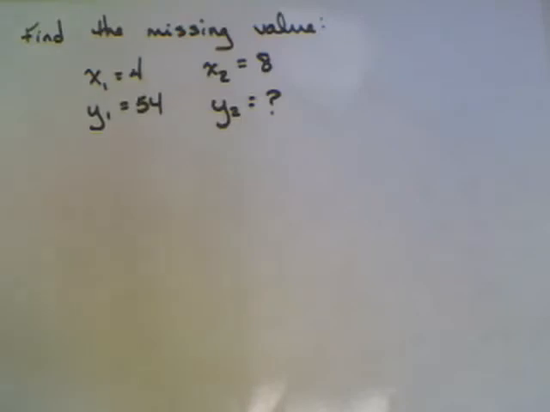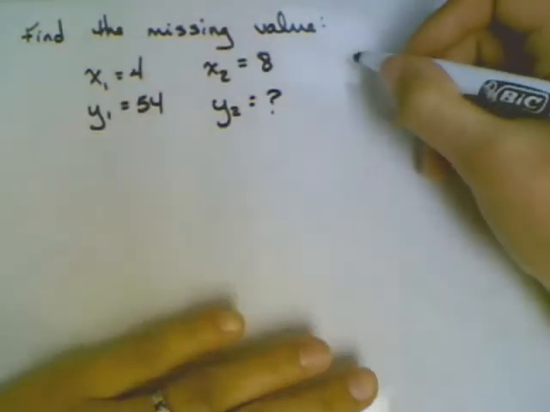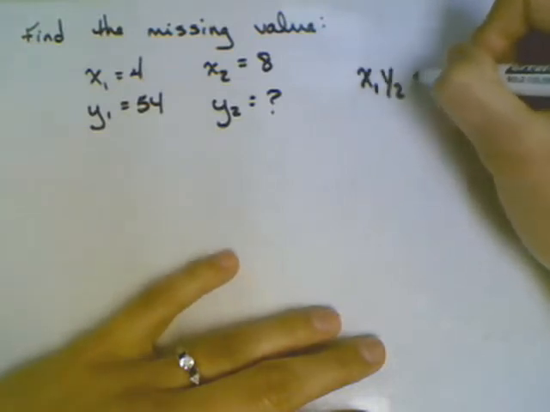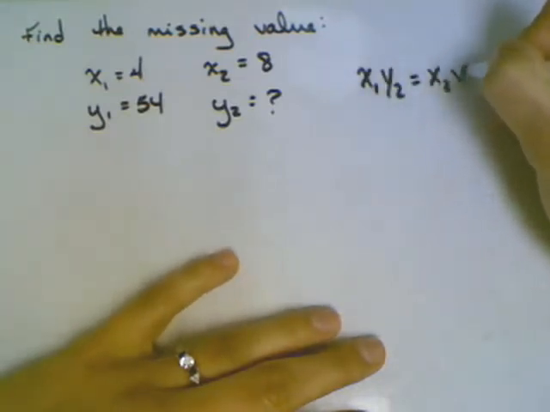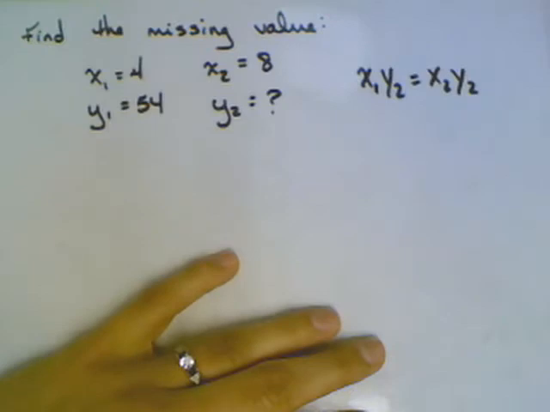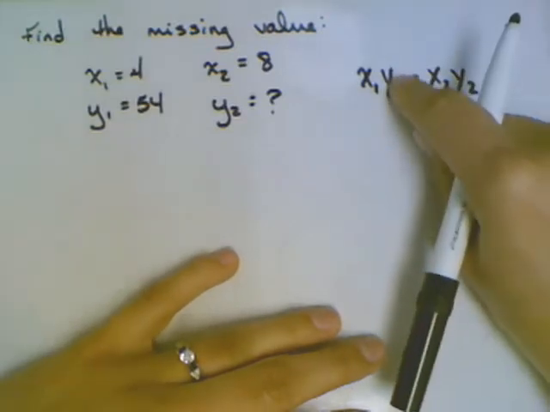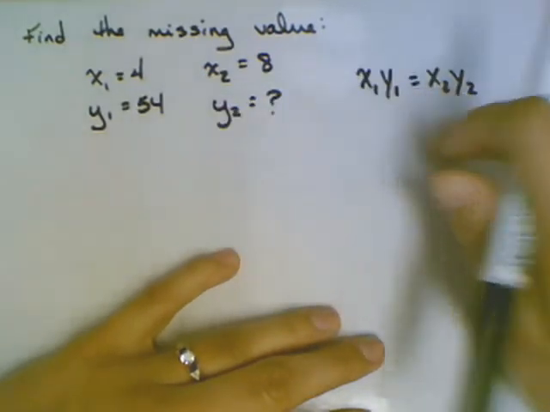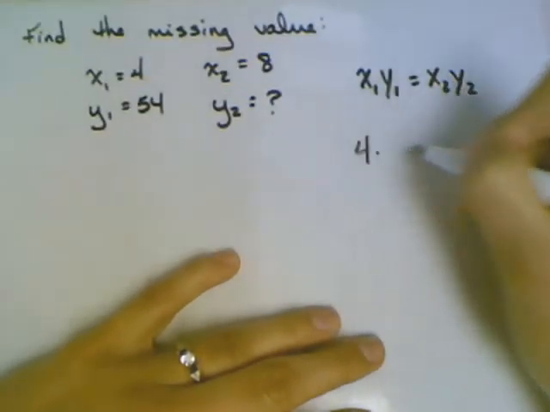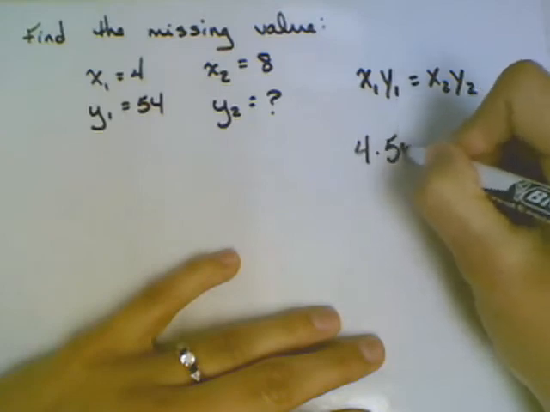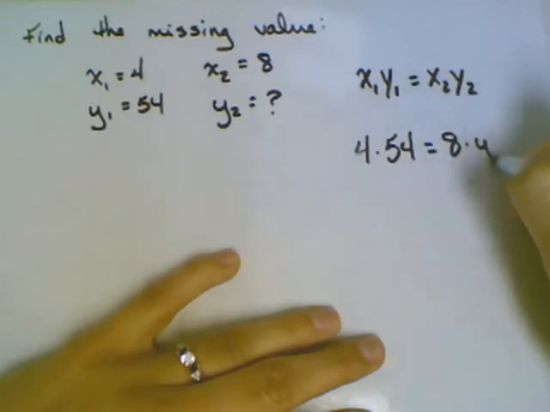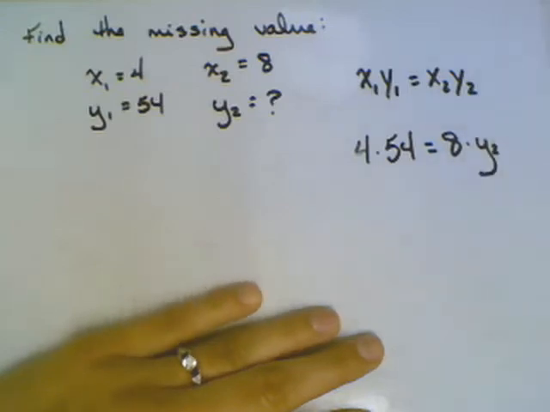To find missing values in a set of ordered pairs, we need to remember from the first slide the equation that relates indirect variation with ordered pairs. And that would be this. Oop, this is supposed to be a 1. So I can just plug in to this equation. x1 is 4, y1 is 54, x2 is 8, y2 I still don't know. I'm just going to keep it as y with a little sub 2 here.